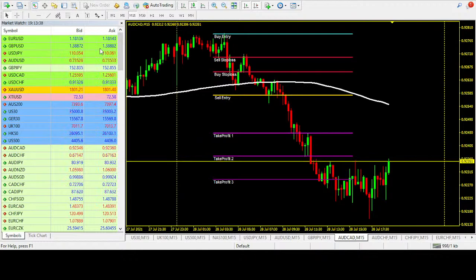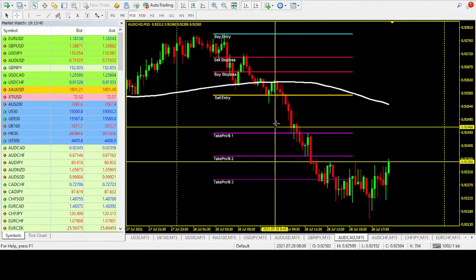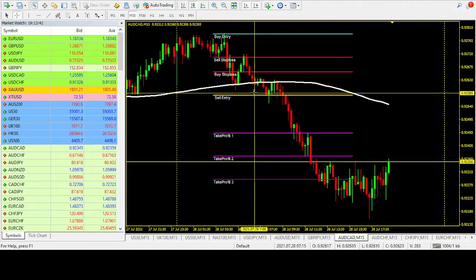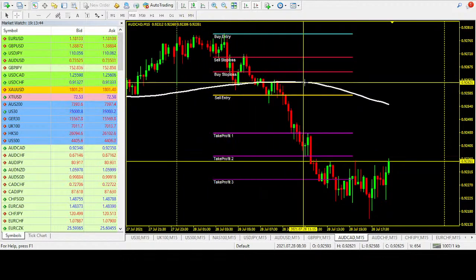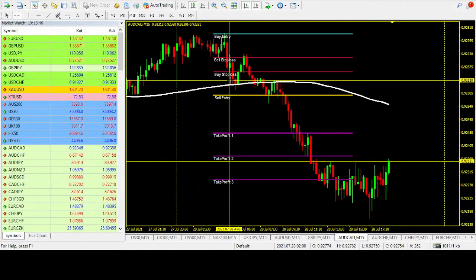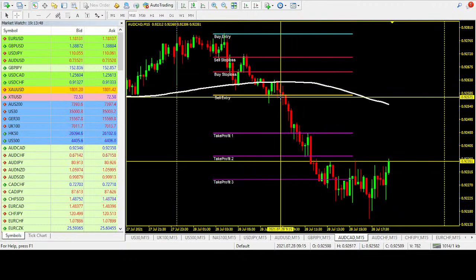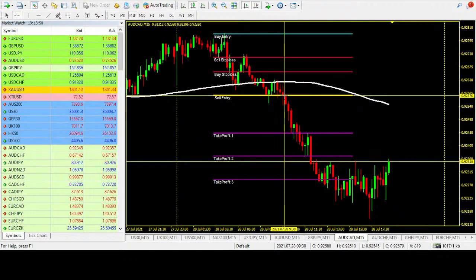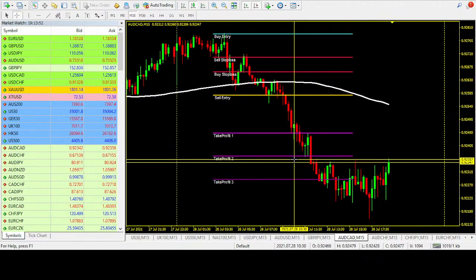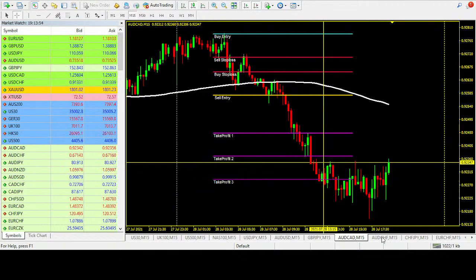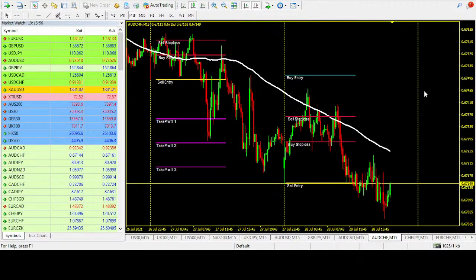Here's another chart, guys, on the AUD CAD. As you can see, guys, this was a very, very clean signal. The price was beneath the 100 period moving average. The sell entry got triggered right there. Take profit 1, 2, and 3 got hit. Very powerful trade. Let's keep going.